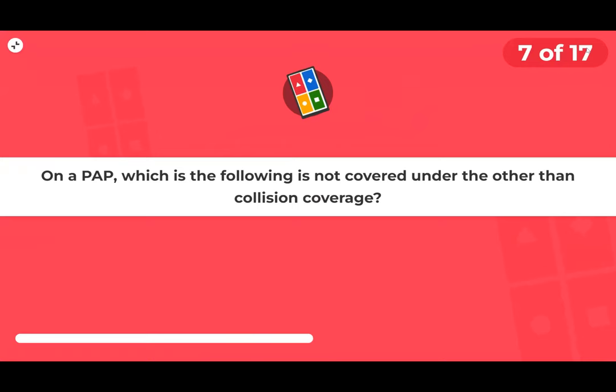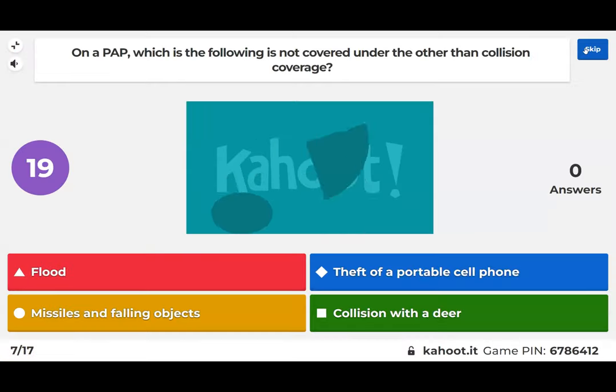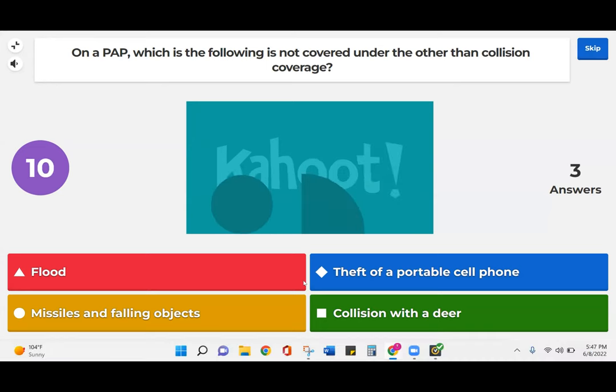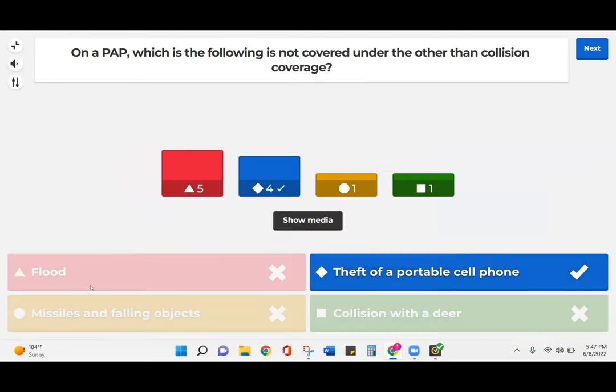On a PAP, which of the following is not covered under other than collision? This is also known as comprehensive. So what is not covered? Theft of a portable cell phone. This is a tricky one. Homeowners never covers flood, but auto actually does. If there's a flood coming, what do cars do? They drive away. So cars are actually covered for flood. Only homeowners and property is excluded for flood.